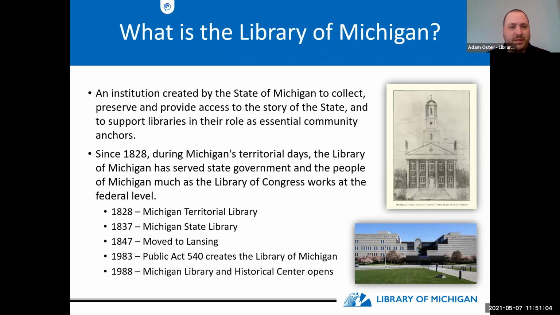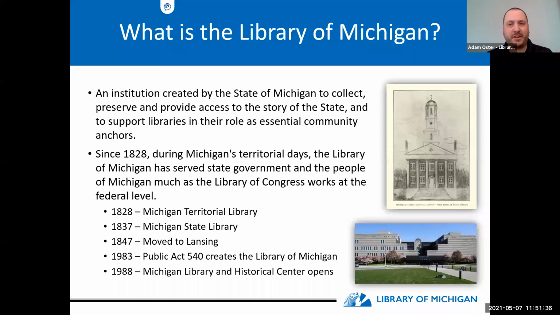So we were in Detroit, starting at our creation in 1828 when the territorial capital was located there. In 1837, when we transitioned to statehood, we went from being the territorial library to the state library. 1847 is when the capital moved from Detroit to Lansing, as Lansing was being developed as a city and the central hub for all state government in Michigan.